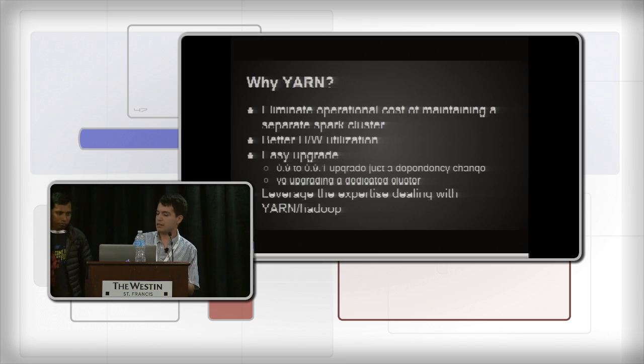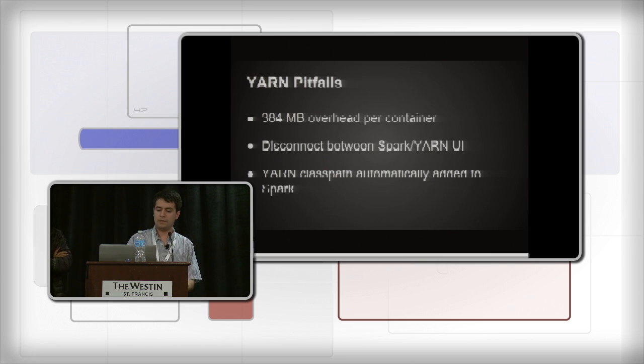Yarn allows us to use the hardware better. Upgrading the version in Spark is trivial. If you use Spark standalone, you have to redeploy the entire cluster. In Yarn, you just change the dependencies. You can be running two different versions of Spark at the same time in the same cluster. And of course, they're having years of expertise using Hadoop and Yarn, so all of that can be leveraged. On the other hand, there are some pitfalls to Yarn.